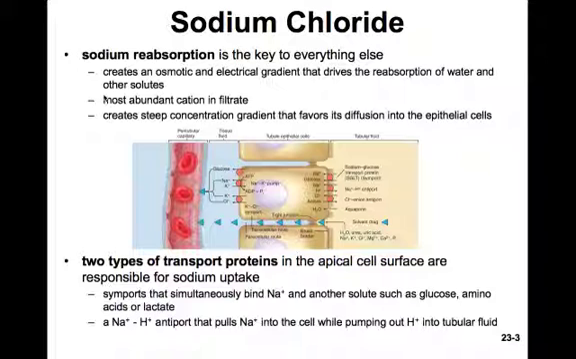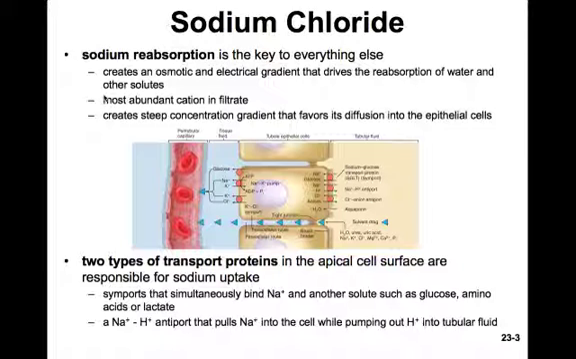So now we'll examine specific solute reabsorption. Sodium is the primary key to every other transport because it creates such an osmotic and electrical gradient that it drives the reabsorption of water and other solutes. It's the most abundant cation, that is positive ion, in the filtrate, and it creates a really steep concentration gradient that favors diffusion into the epithelial cells.